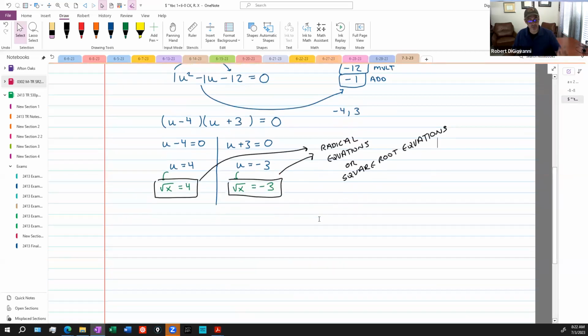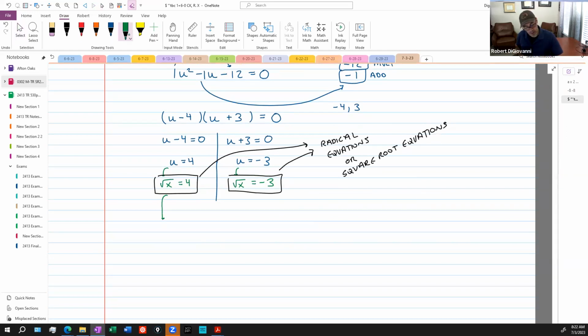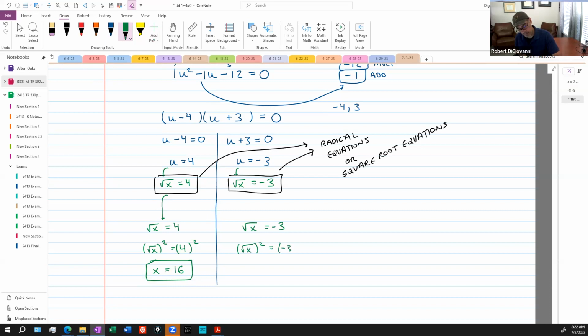So I'm going to look at this first one. The square root of x equals 4, the radical is already isolated, it's by itself. I am going to square both sides. And when I square the square root of x, I just get x, and on the right side, I get 16. So that looks like an answer so far. On this one, I do the same thing. I take the square root of x equals negative 3. I square both sides. And I get x equals 9. So these are my two potential solutions.